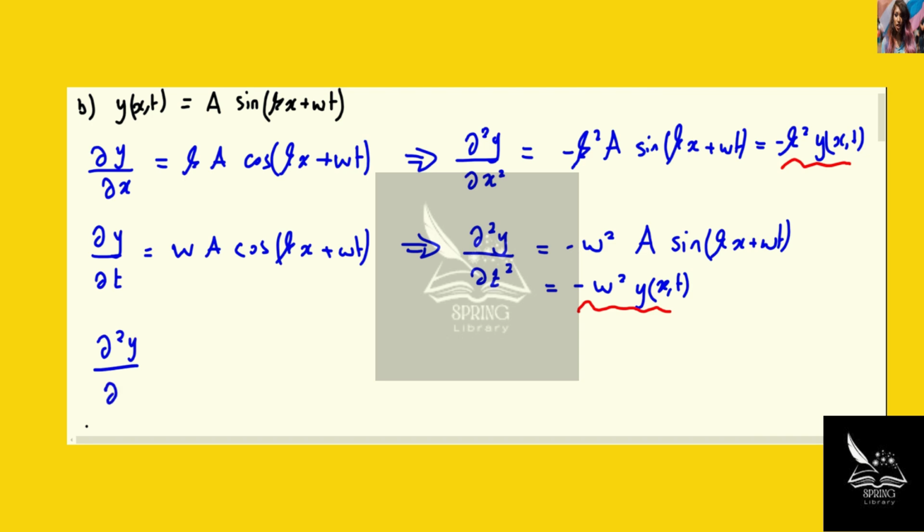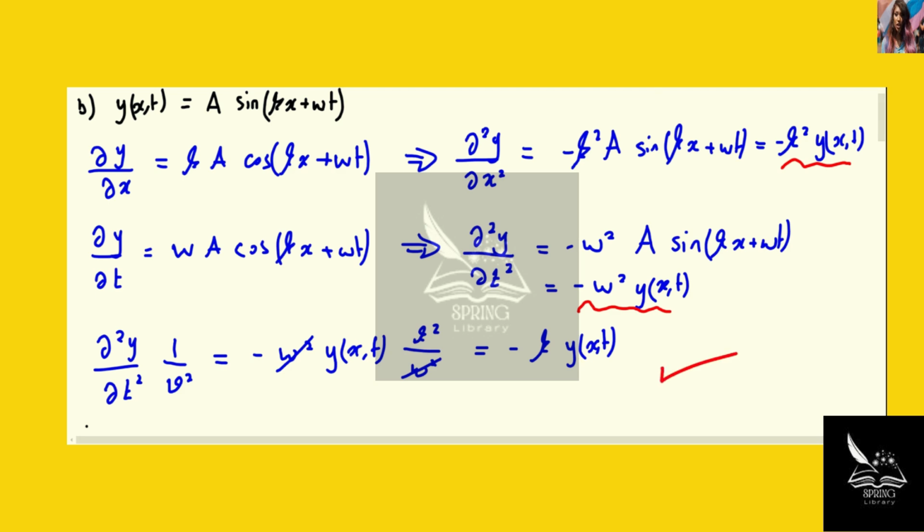So the second partial derivative of the wave function with respect to time multiplied by 1 over the velocity squared is nothing but negative omega squared y of x and t multiplied by k squared divided by omega squared. While these two will cancel, this will leave us with negative k squared y of x and t, which is the value of the second spatial derivative. So we conclude that this wave function also satisfies the wave equation.